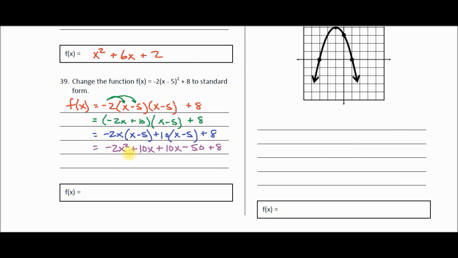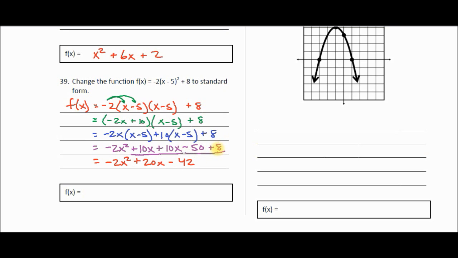Let's do our check again. Yep, sure enough, those single variables have the same coefficients, plus 10 and plus 10. We can proceed with our next step, which is f of x is equal to negative 2x squared. Oops, I forgot to write. We're going to combine these two numbers together as well. 10x plus 10x is positive 20x. And negative 50 plus 8 is negative 42.